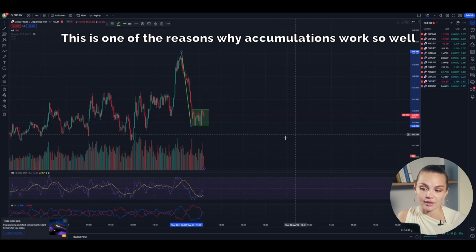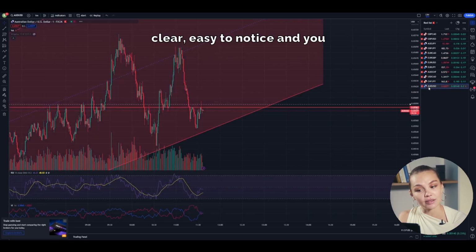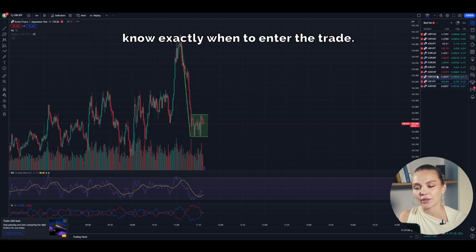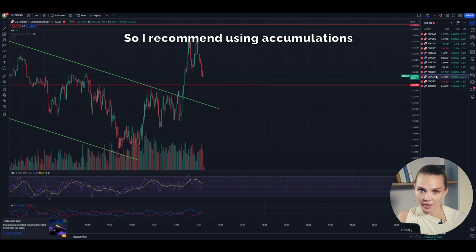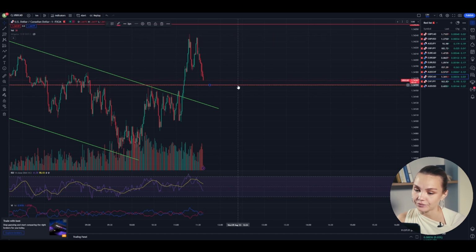This is one of the reasons why accumulations work so well, because the confirmation is very clear, easy to notice, and you know exactly when to enter the trade. So I recommend using accumulations, but you need to wait for the breakout.